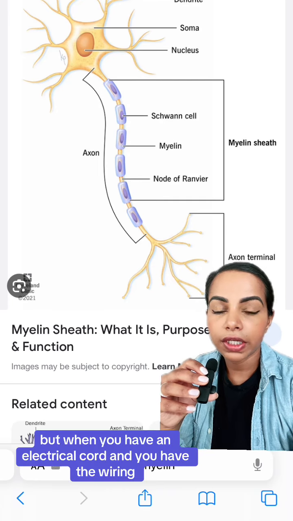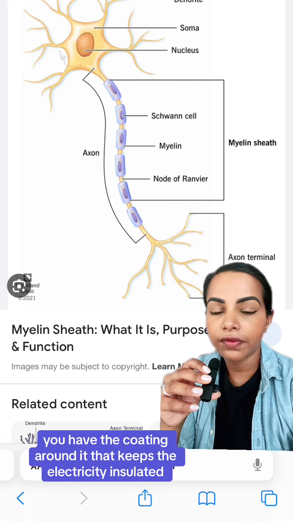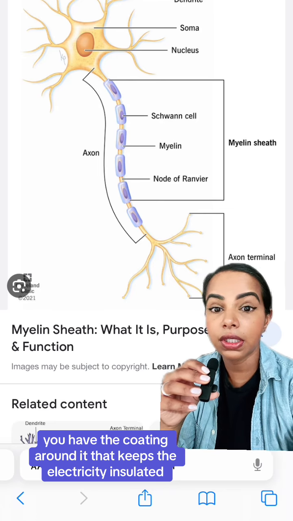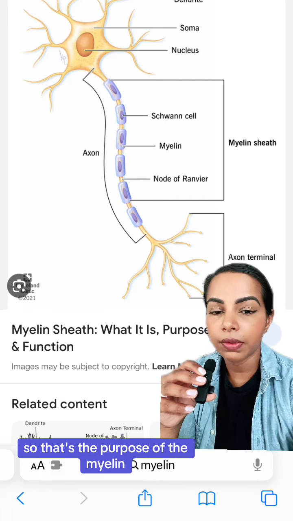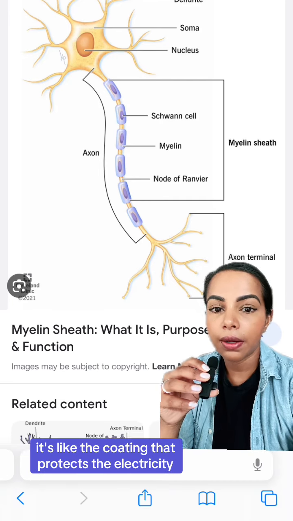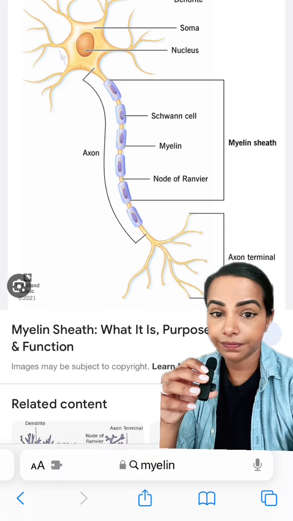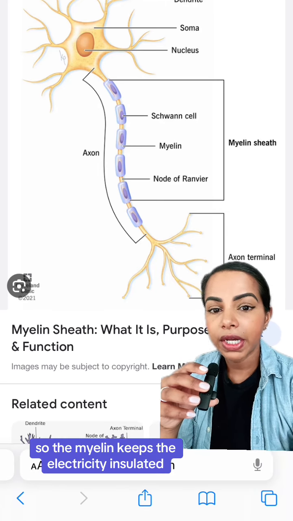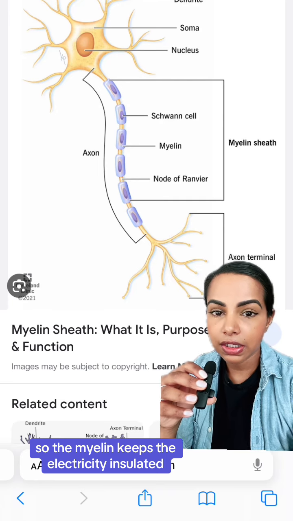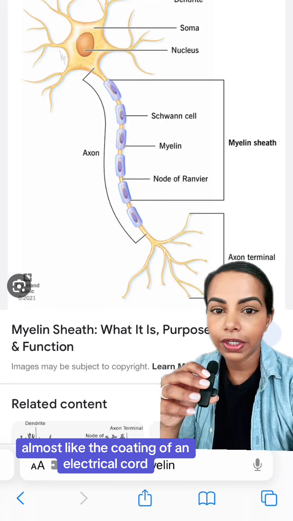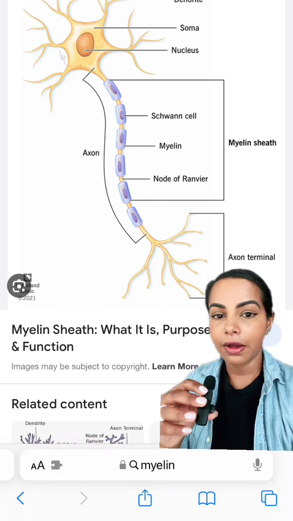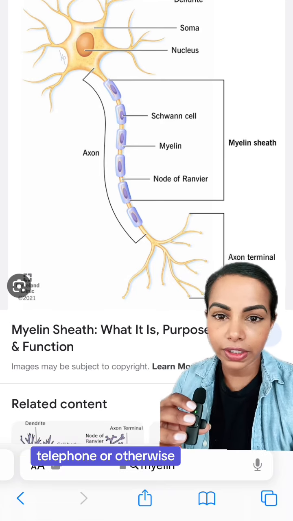When you have an electrical cord and you have the wiring, you have the coating around it that keeps the electricity insulated. So that's the purpose of the myelin. It's like the coating that protects the electricity. So the myelin keeps the electricity insulated, almost like the coating of an electrical cord, telephone, or otherwise.